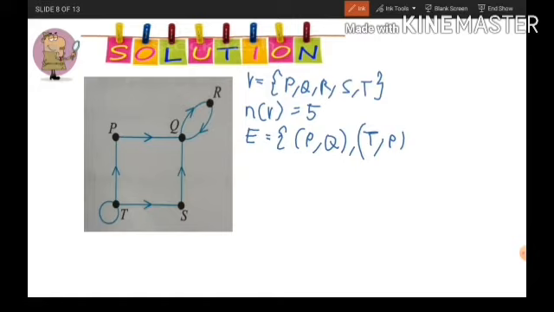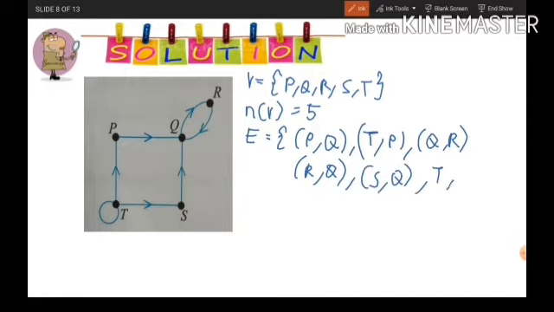Next one, Q. Q to R, and then R to Q back. R to Q. And then we have S to Q. We have T to S. And then we have T to T. So the number of edges: 1, 2, 3, 4, 5, 6, 7. Seven edges.